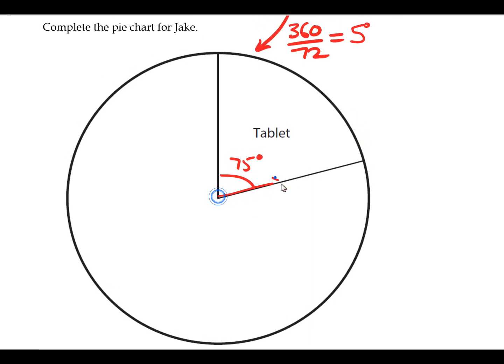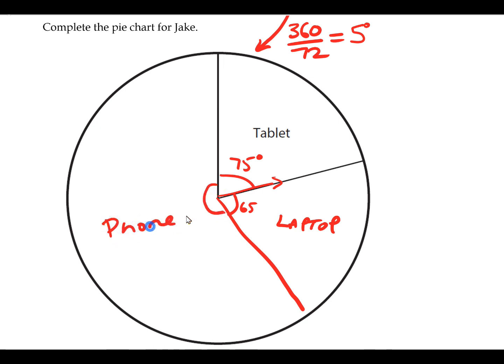So using this as our 0 line, get your protractor and measure round. And I would do the 65 degrees for the laptop first. So from here, measure round 65 degrees and label that as laptop. And then it saves you measuring the 220 degrees for the phone because it's whatever is left. And that's your pie chart of your various items that have been sold.